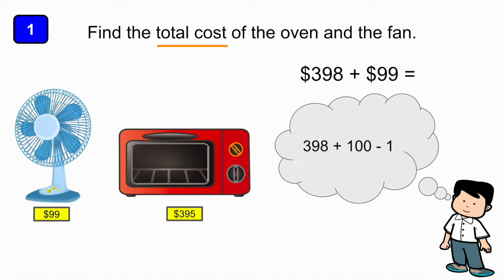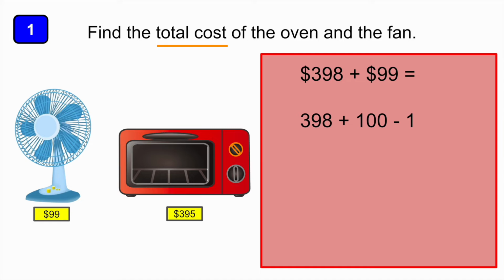Now, we know that when we solve order of operation problems with multiple operations, if I have addition and subtraction, I have to solve from left to right. So if I read this from left to right, it now makes sense. 398 plus 100, okay, that means I added 100 instead of 99. Now I'm going to need to take one away so that I really only added the 99. And that can all be done in our head.